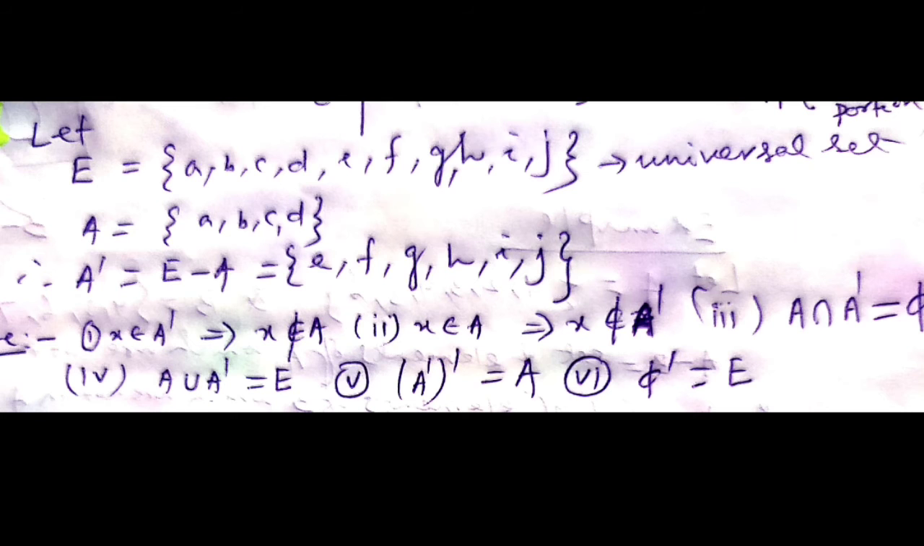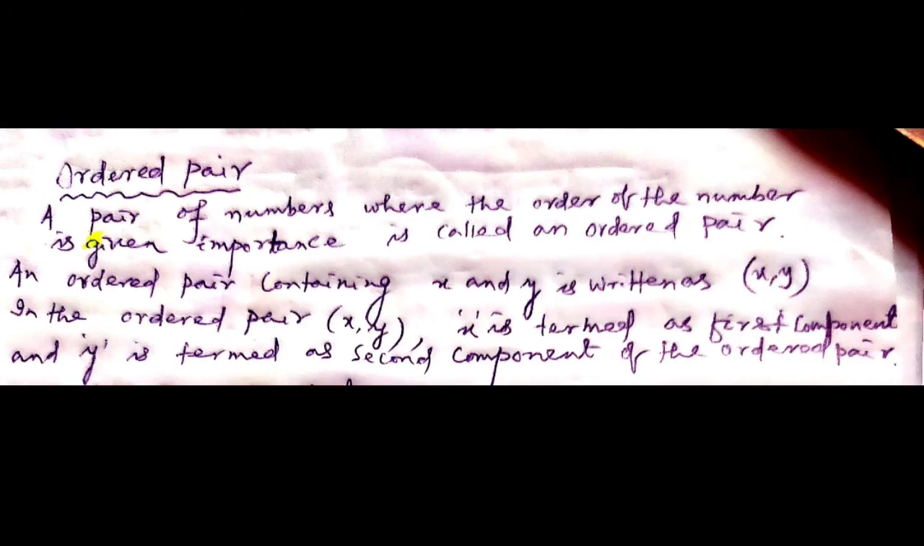Note that if x belongs to A complement, then x does not belong to A. If x belongs to A, then x does not belong to A complement. Again, A intersection A complement is a null set, that is, A intersection A complement is equal to phi. Then A union A complement is equal to the universal set E. Complement of the complement of set A is equal to set A. Complement of the set phi is E.